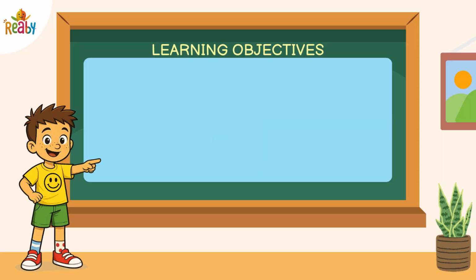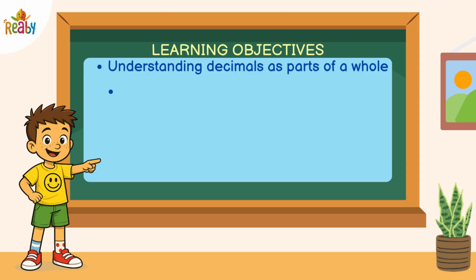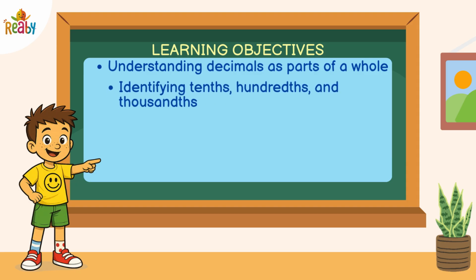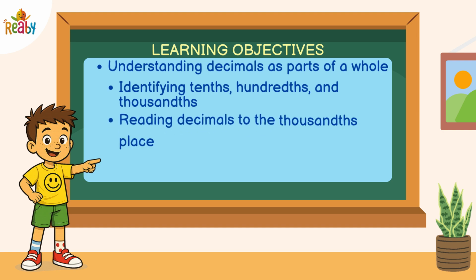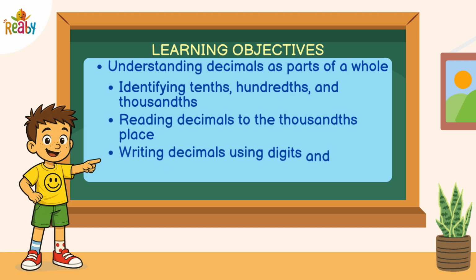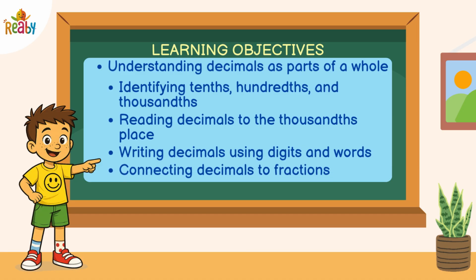Before we get started, here's what we're learning today: understanding decimals as parts of a whole, identifying tenths, hundredths, and thousandths, reading decimals to the thousandths place, writing decimals using digits and words, and connecting decimals to fractions. Every digit after the decimal point has a place value, just like whole numbers.